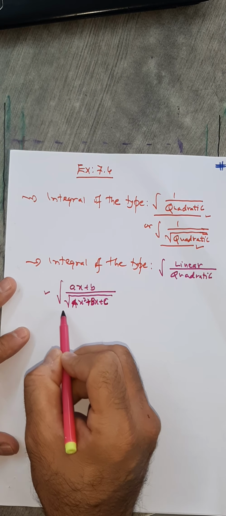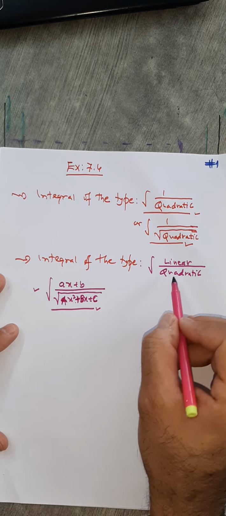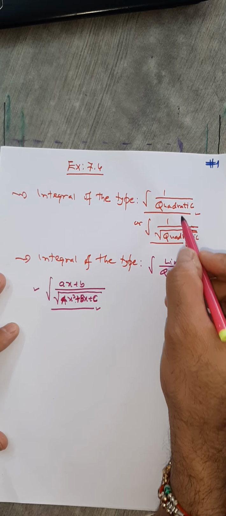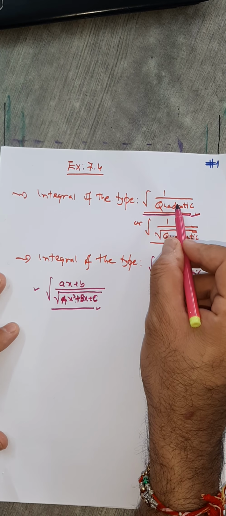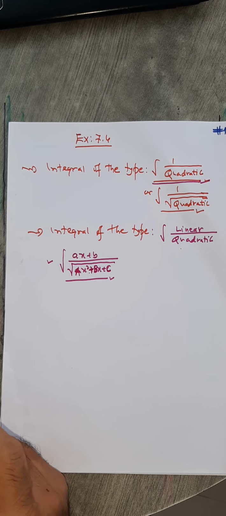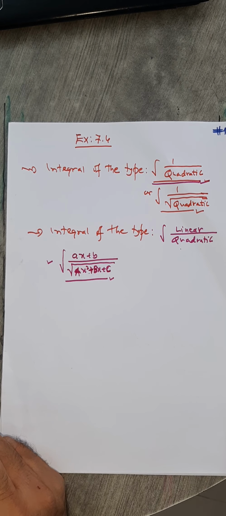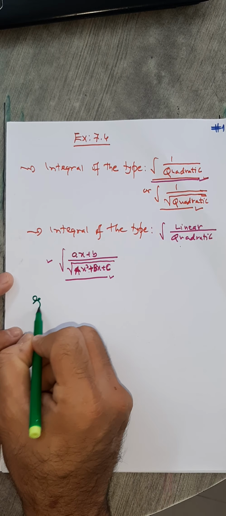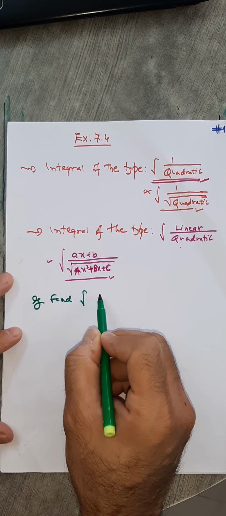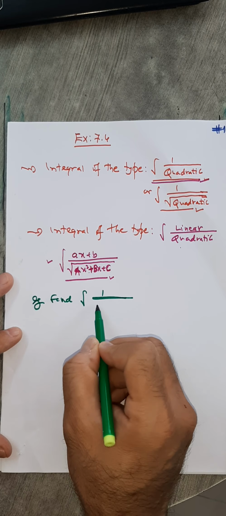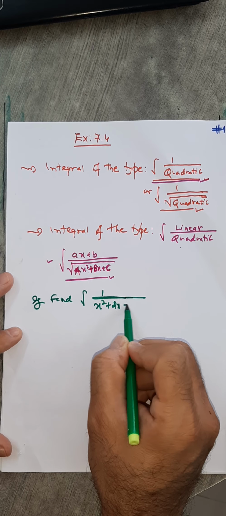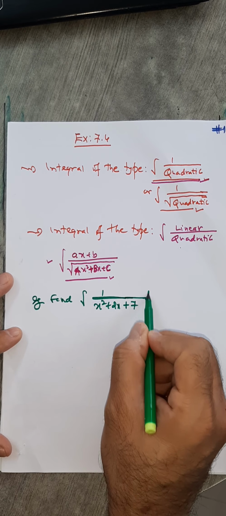So either this type of the integral, linear upon quadratic with square root, this is without square root, or just 1 upon quadratic without square root, with square root. So let's see by an example. I'll tell you how to do this. For example, I have this question: find this integral. Find integral of 1 upon, let me write for example x square plus 2x plus, let me write here 7, such integral.